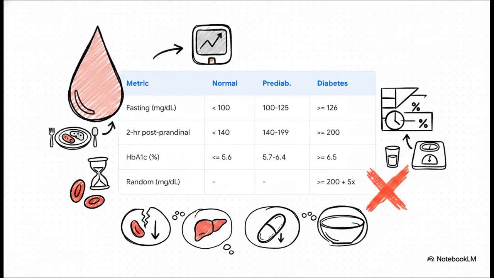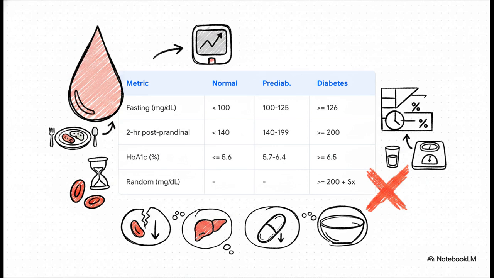Now, looking at the foundational criteria, you've got to note immediately that routine screening now starts at age 35. And these diagnostic cutoffs, they're incredibly rigid. Normal fasting glucose is strictly under 100 milligrams per deciliter. Prediabetes ranges from 100 to 125, and frank diabetes is 126 or higher. A 2-hour postprandial glucose of 200 or more, or an HbA1c of 6.5% or higher, totally confirms the diagnosis.